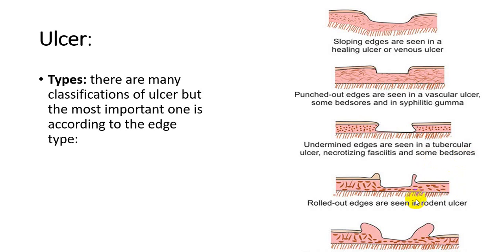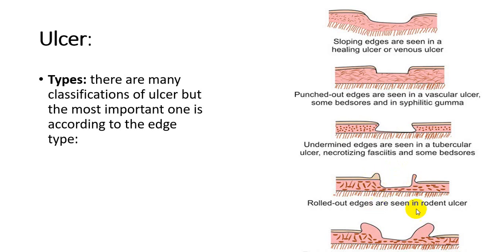Another type is called the rolled out edge, which is seen in rodent ulcer. Rodent ulcer is the basal cell carcinoma. The tumor starts at the center and progresses to the margin. When it reaches the periphery, the central part of the tumor starts to necrose, creating this ulcer. So the margins are elevated vertically because of the central necrosis.